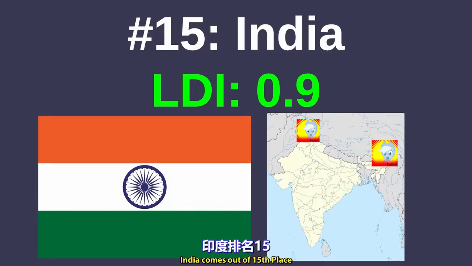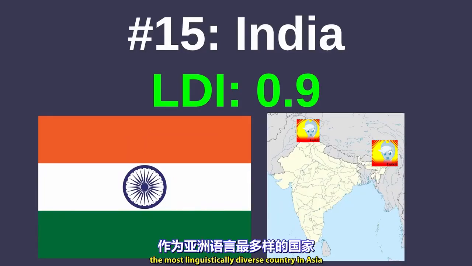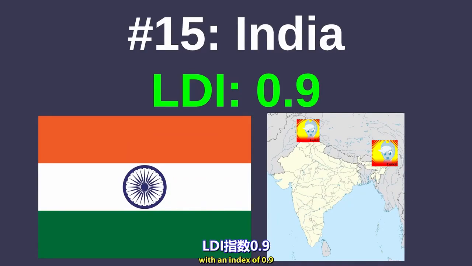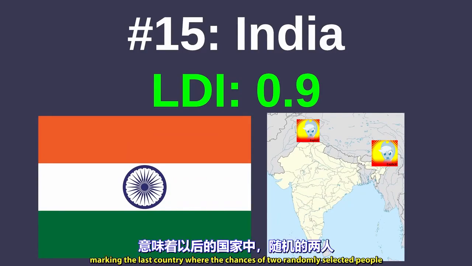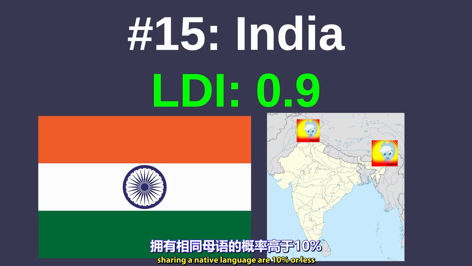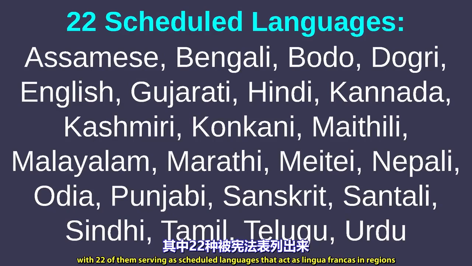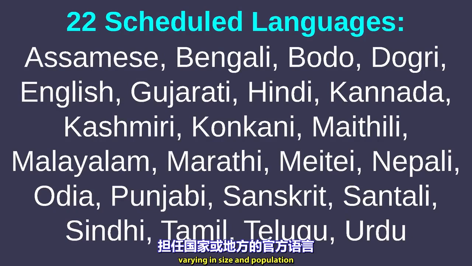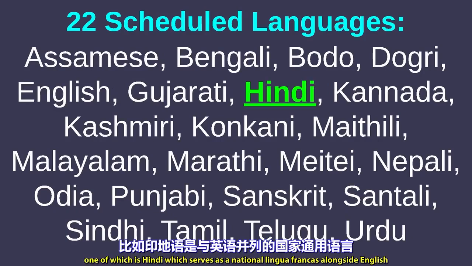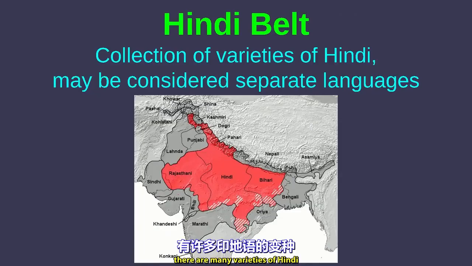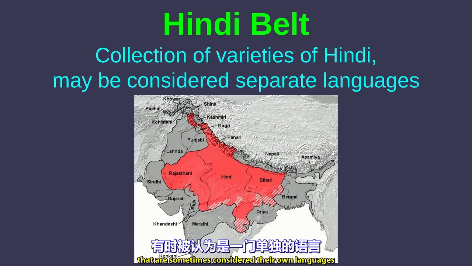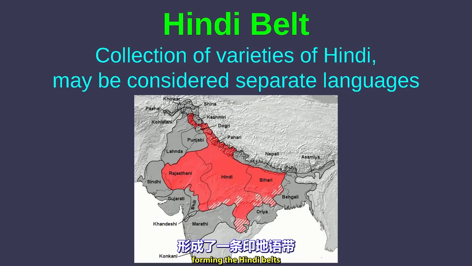India comes out at 15th place, the most linguistically diverse country in Asia, with an index of 0.9, marking the last country where the chances of two randomly selected people sharing a native language are 10% or less. India has the 4th highest number of languages spoken there, with 22 of them serving as scheduled languages that act as lingua francas in regions varying in size and population, one of which is Hindi, which serves as a national lingua franca alongside English. But while Hindi serves this role, there are many varieties of Hindi that are sometimes considered their own languages, forming the Hindi belt.